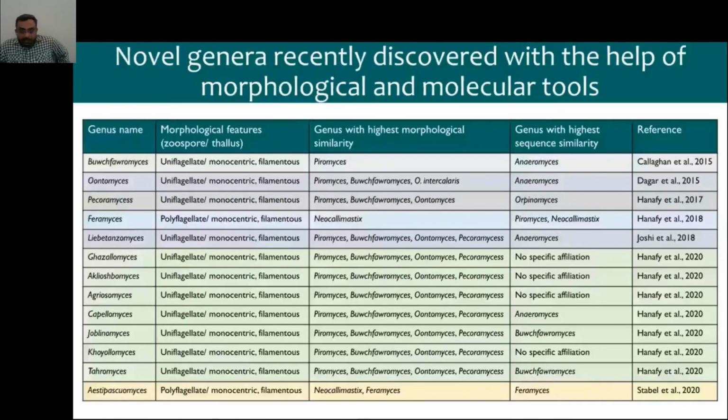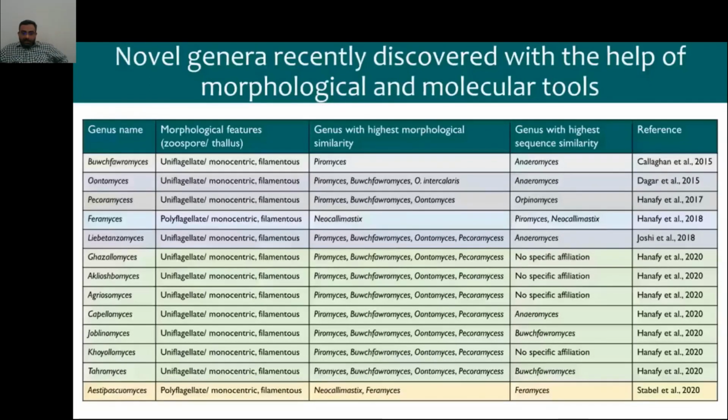So the same holds true for the recently discovered genera. If we see, it took almost 25 years to discover the first 6 genera, and in this table I have shown all the newly described genera of anaerobic fungi. So within the last 5 years only, we have discovered 13 new genera. So the same case is here in the identification of these genera as well.